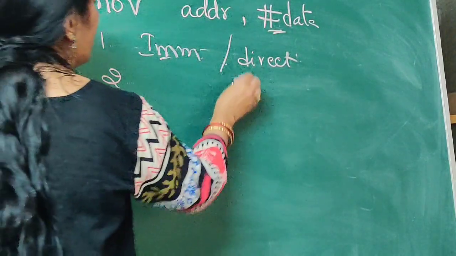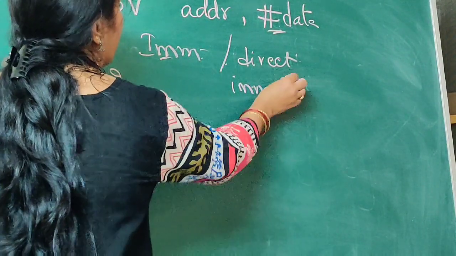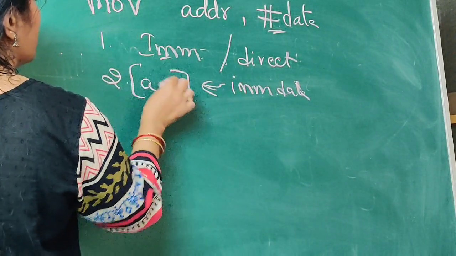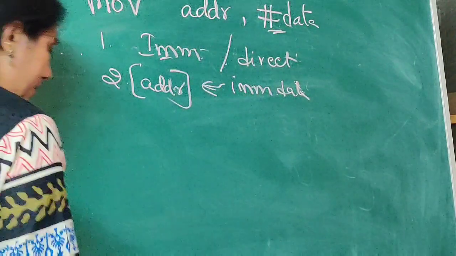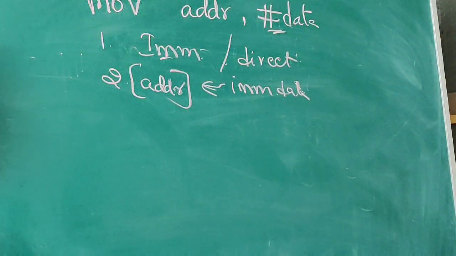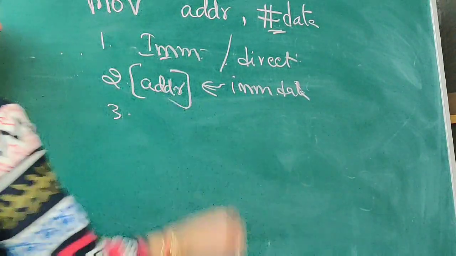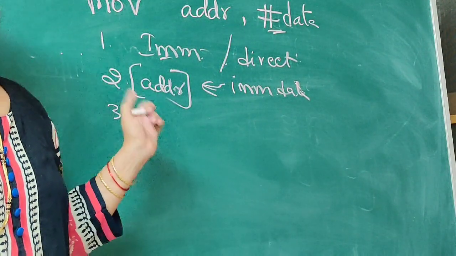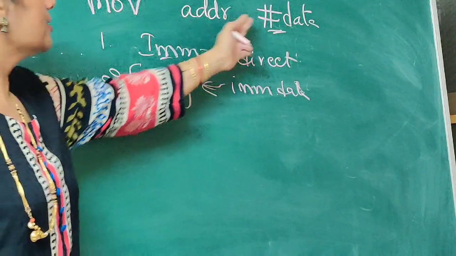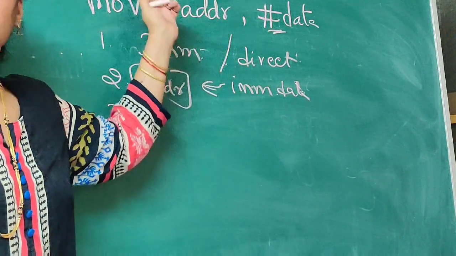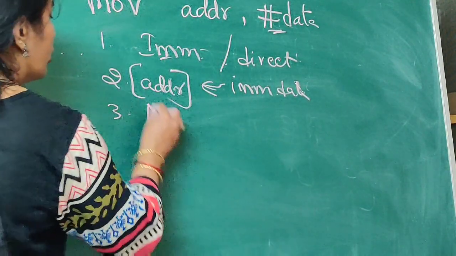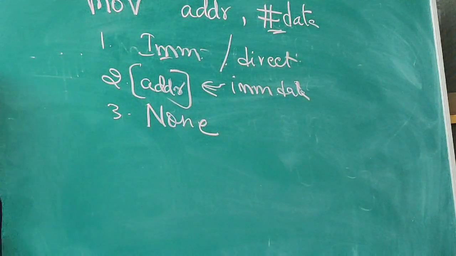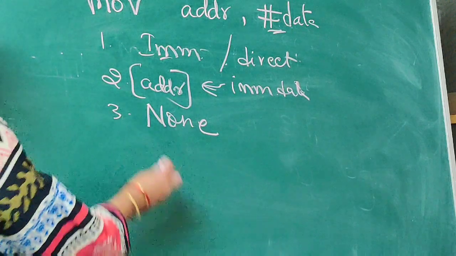So what's going to happen? The immediate data will become the content of the address. This is the meaning of the instruction. Third one: which flags are going to get affected? None of the flags. Because I am loading the immediate data into some memory location, and I am not going to perform any operation, maybe arithmetical or logical. So none of the flags are going to get affected.